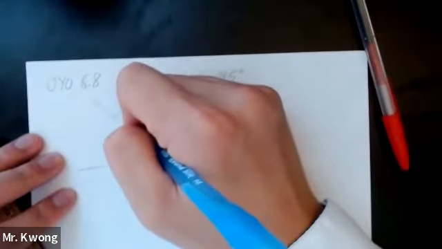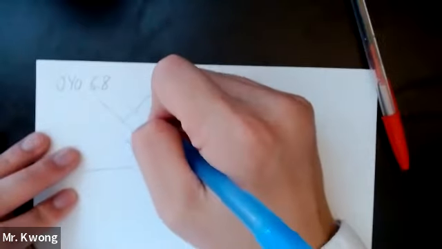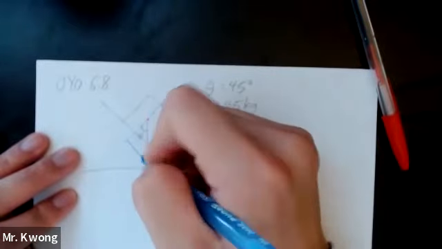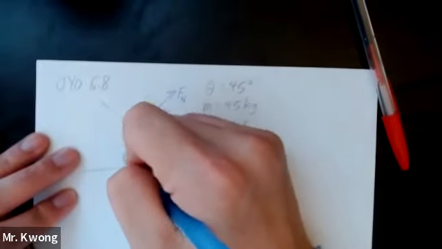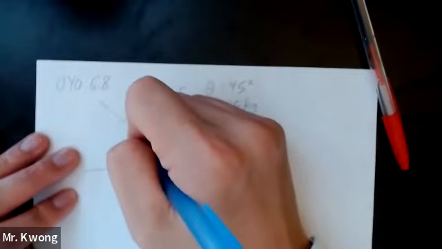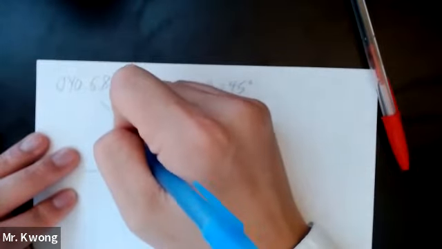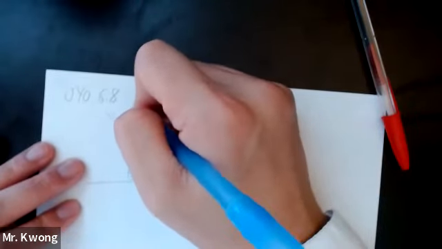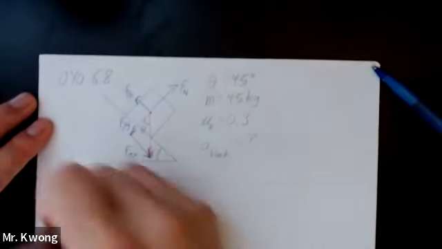And you have this as your 45-degree angle. You'll have the normal force. This is the X component of gravity. Here's the Y component of gravity. And then we have the coefficient of kinetic friction opposing that. So now we have our plan.